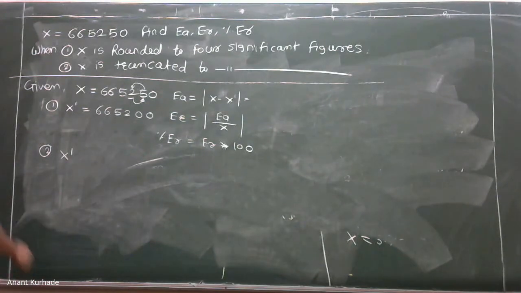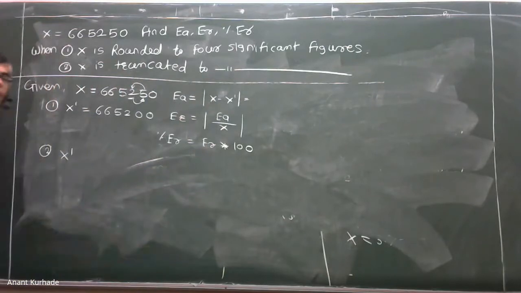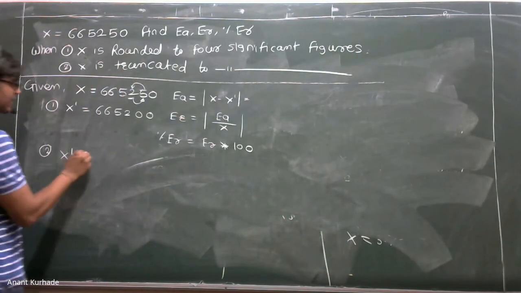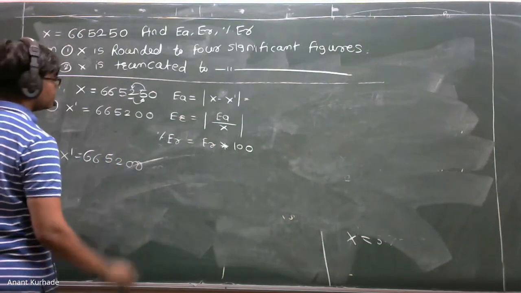Now see, for this second one, it's truncated up to 4 significant figures. Okay, x dash is same. Hello, is it right? Hello, sir.